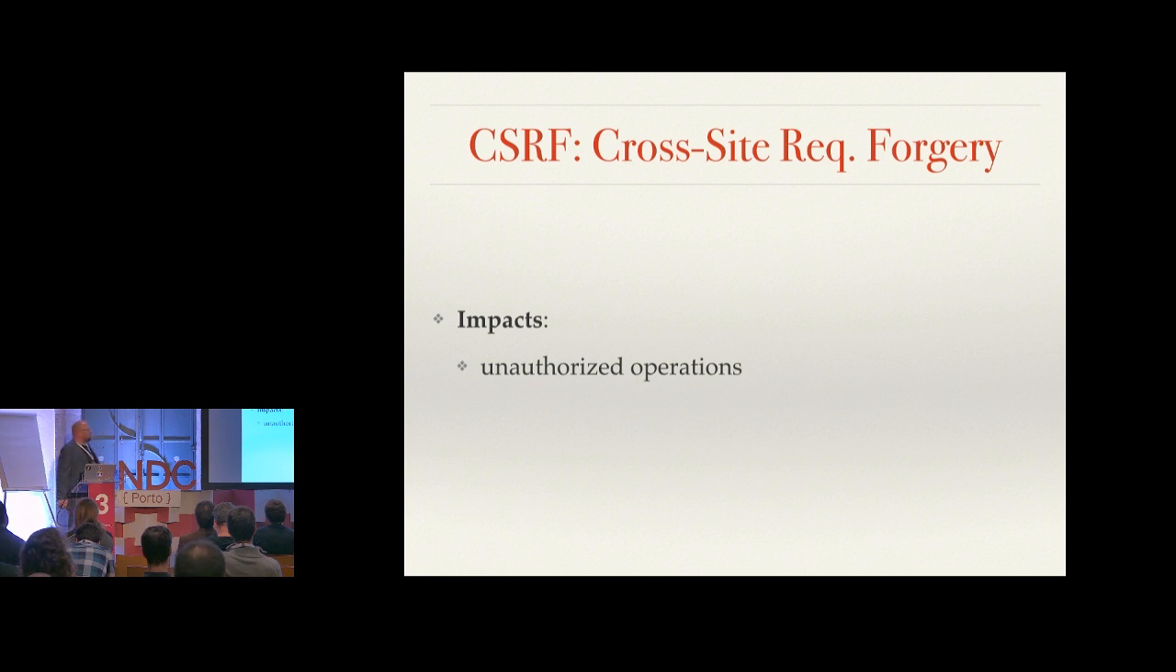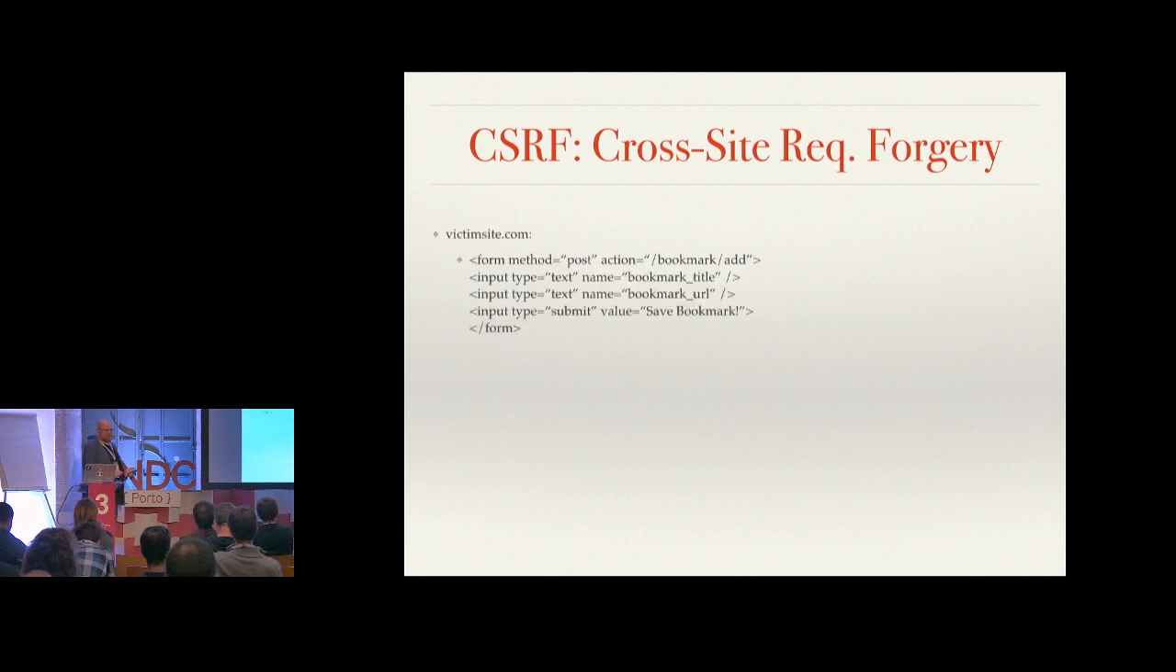But so the impact is unauthorized operations. The vector is unprotected transactional operations. So let me illustrate this. Let's say I am the victim site, and I have a form to post a bookmark. So I have a user registered on my site, and they're going to add a bookmark to their bookmarks. So that's what a form could look like. You get the bookmark title, the bookmark URL, and then you hit submit, and it submits to bookmark/add. Pretty simple, right?